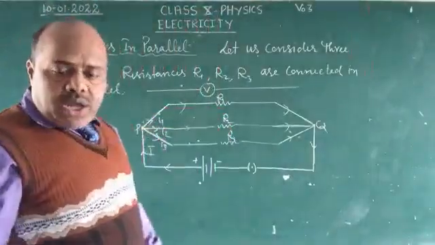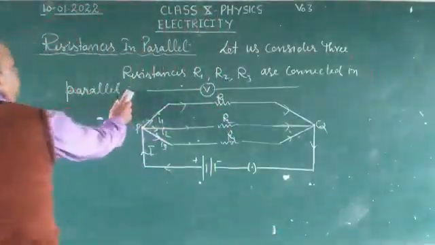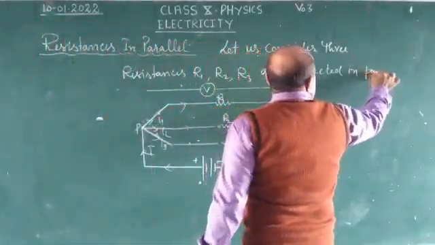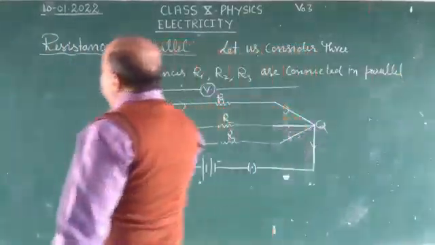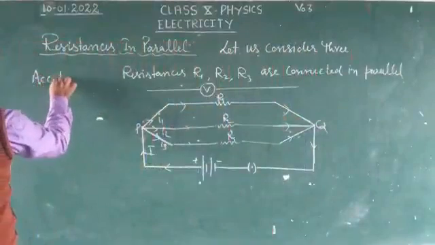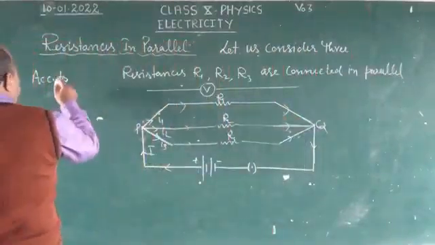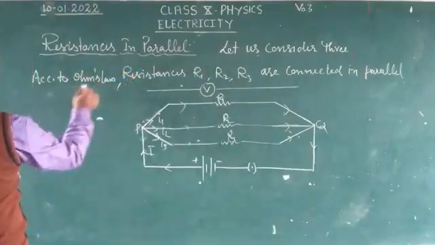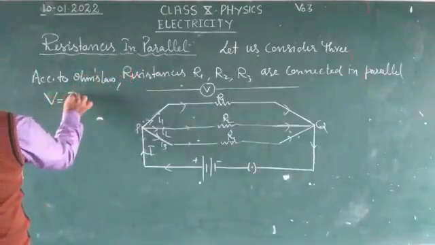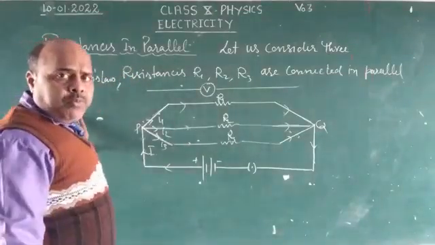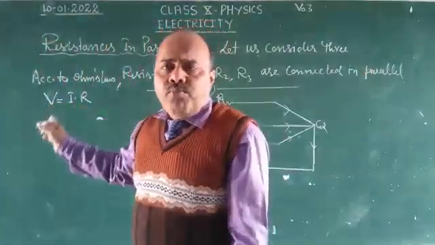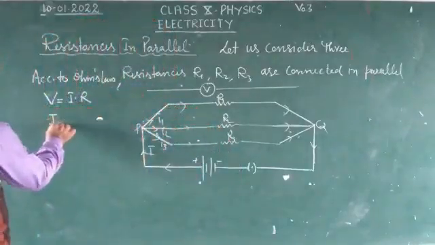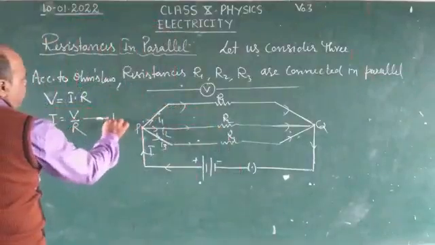And now according to Ohm's law, we can find... here you can see that we apply Ohm's law. We know that V is equal to IR. This is the relationship between potential and current given by Ohm, so we can write V is equal to IR, and the amount of current I is equal to V upon R. This is the first expression.